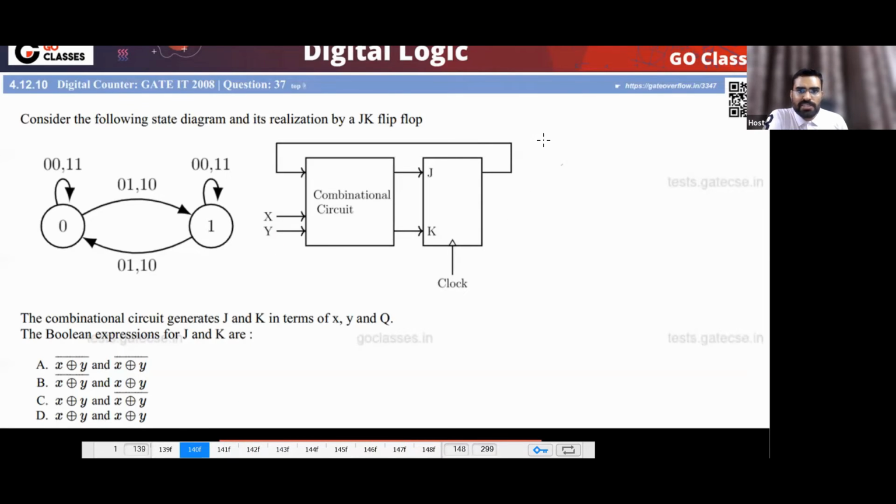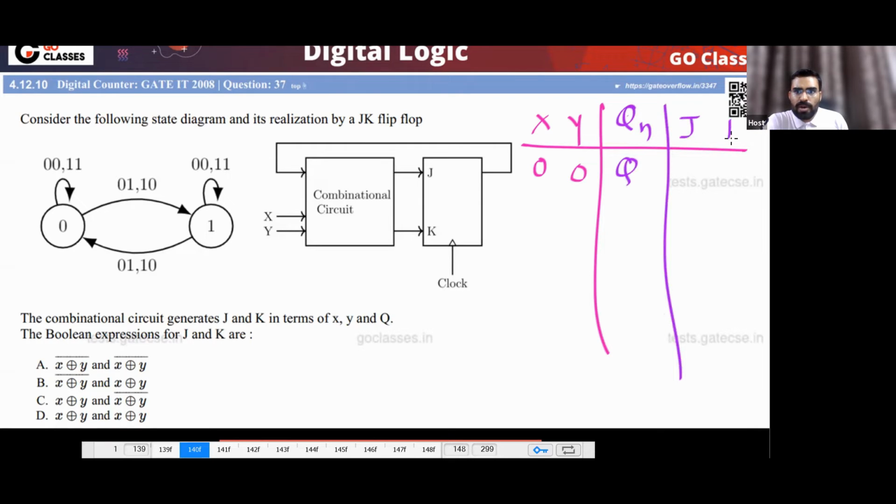Tell me, when xy is 0, 0, then what should happen? Then state should not change. So what should be j comma k? Please understand. See, when xy is 0, 0, then state should not change.